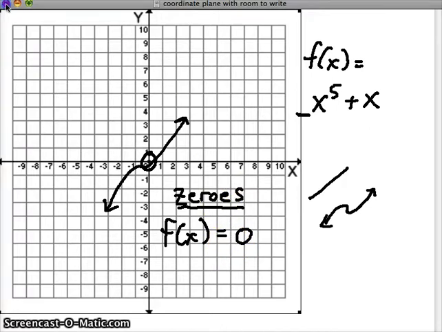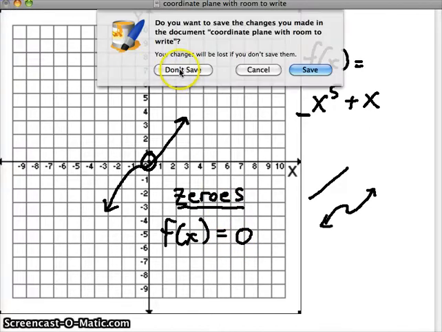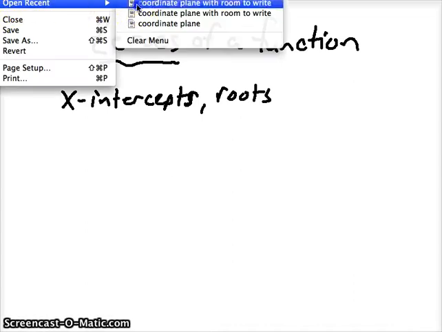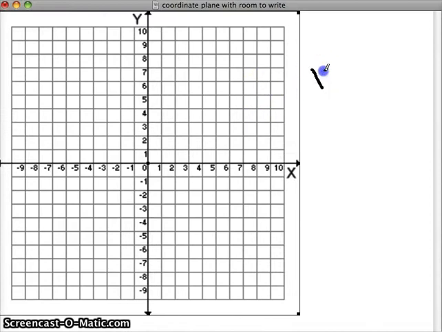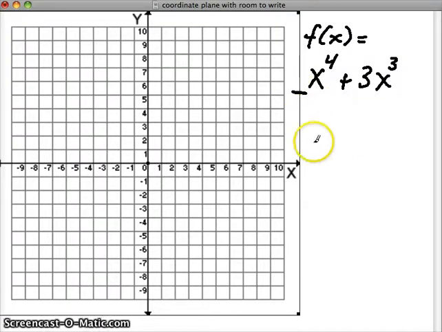Alright, so let's look at another graph here. See if you can kind of get the hang of it. Let's choose a different function now. This one is going to be x to the fourth plus 3x cubed. Now again, I can sketch it by checking out my leading coefficient. It's positive, so I know it's going to be opening up. But this degree is even, so I know it's going to be similar to a parabola, but with a little bump in it. So it's opening up with a little bump in it. It's probably going to look something like that.